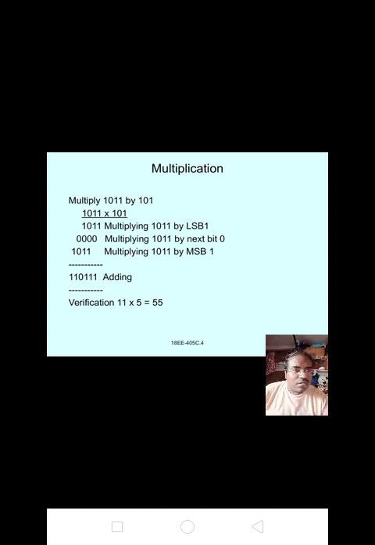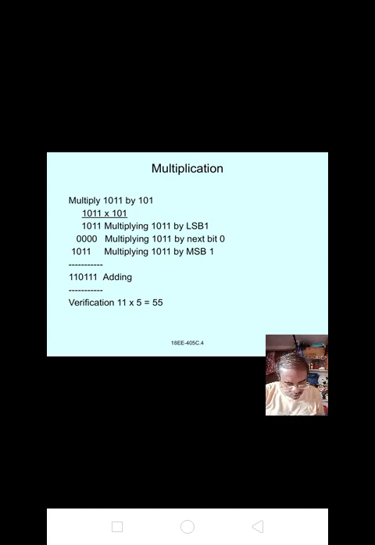Please. Student, cooperate. Student, please. Why are you doing like this? Multiply 1011 by 101. If the student is not cooperating, the lesson will not be good.